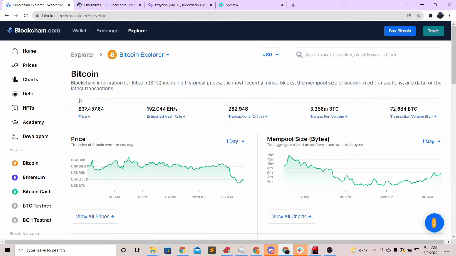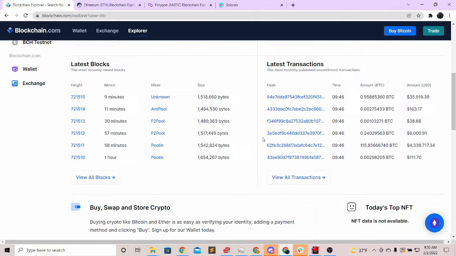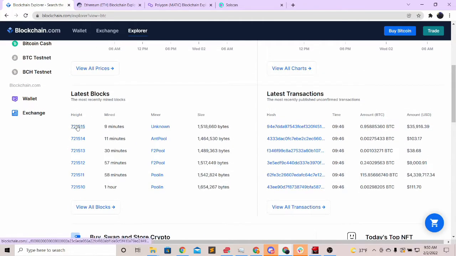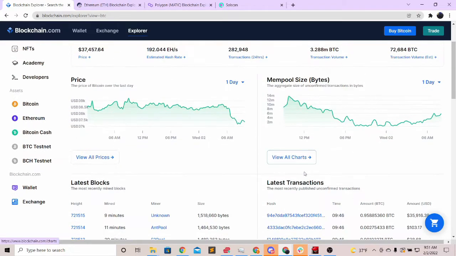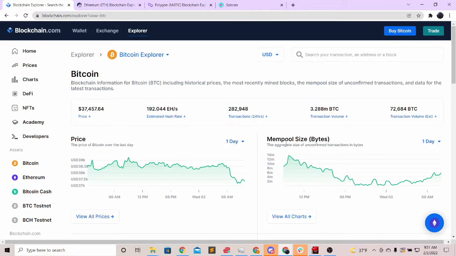Like I said, you can see the current price of the Bitcoin token, the current hash rate right now, the number of transactions in the last 24 hours. We can see the chart of the mempool over time here and how that's been changing. And if we scroll down a little, we can look at the last blocks confirmed and which miner confirmed it, as well as what the latest transactions were that went through. We could click on these to dive in further. But that's an overview of the homepage for the blockchain.com Bitcoin Explorer.